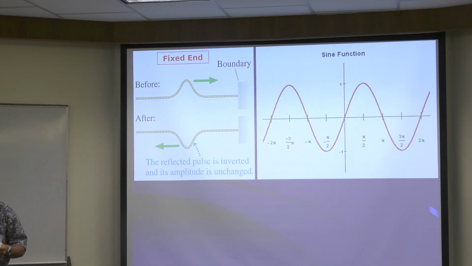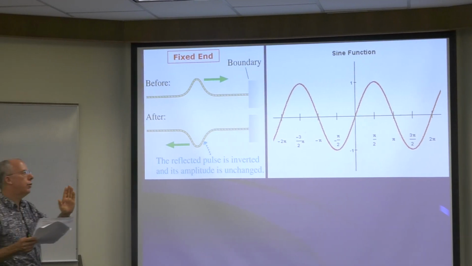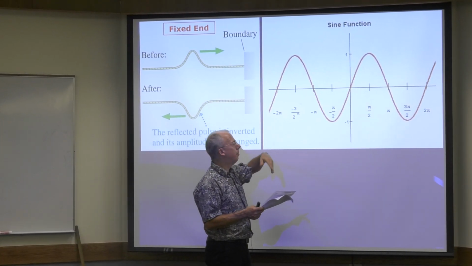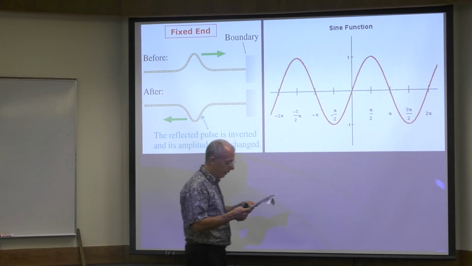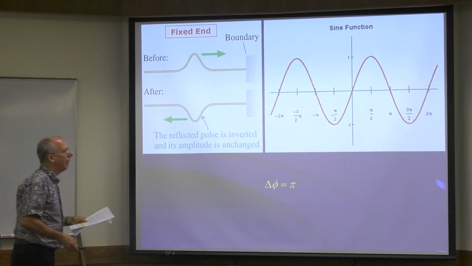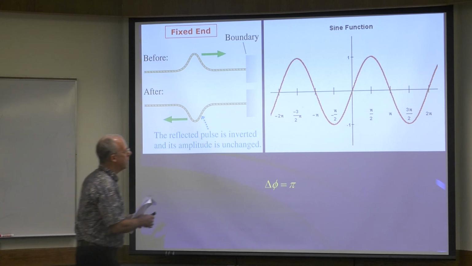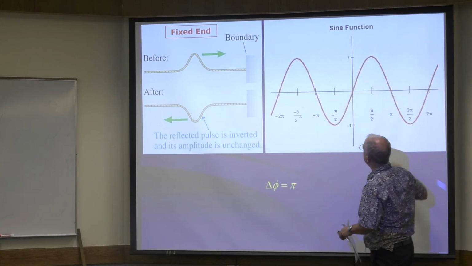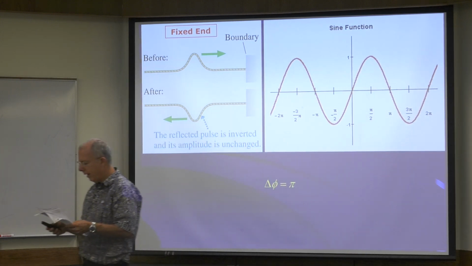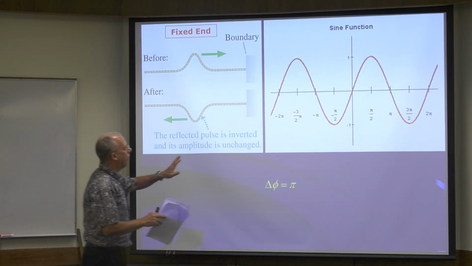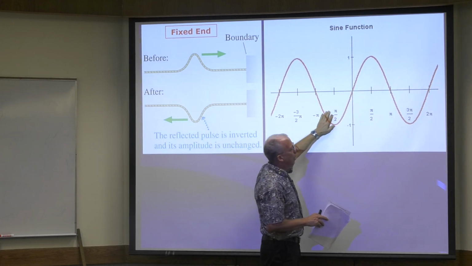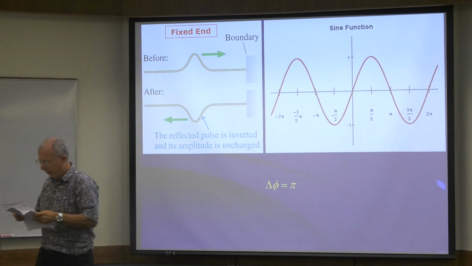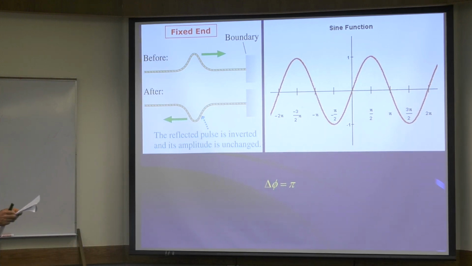What's phase change? Okay, if I put a phase change of 2 pi, it would look exactly the same, right? If I had a phase change of pi, what would it look like? It'd be flipped. Agree? In other words, it would look like that. Okay? So all I'm saying is, if I'm going to get a sine function to flip or to invert, I need a phase change of pi. So a phase change of pi is going to flip it.